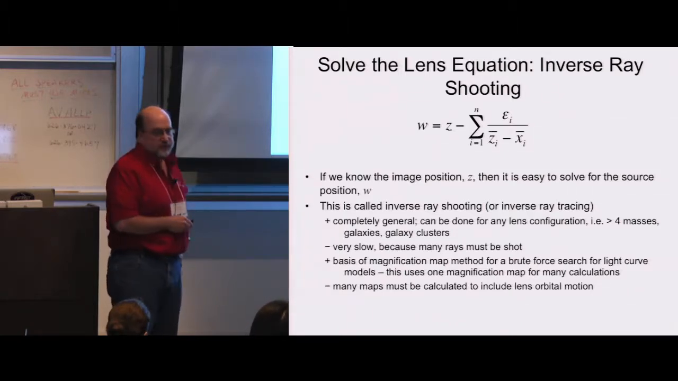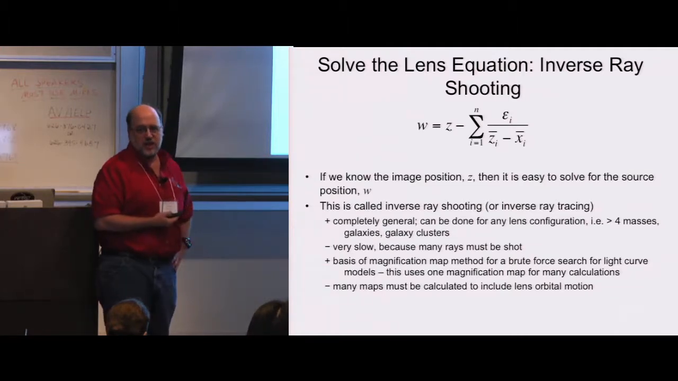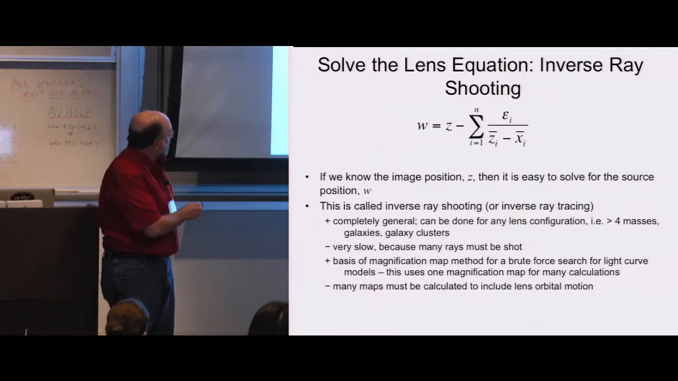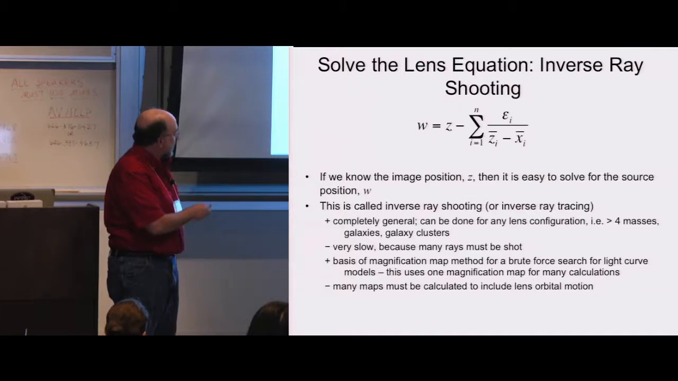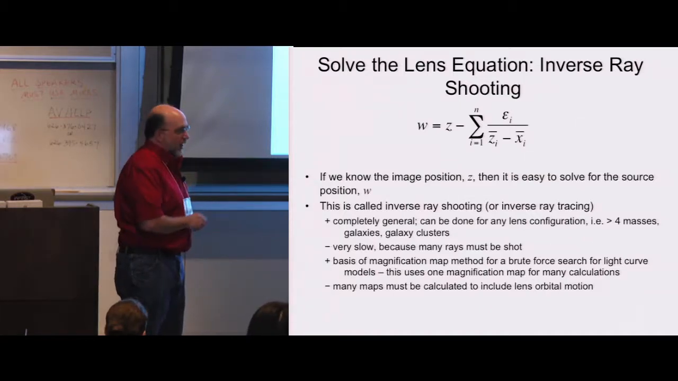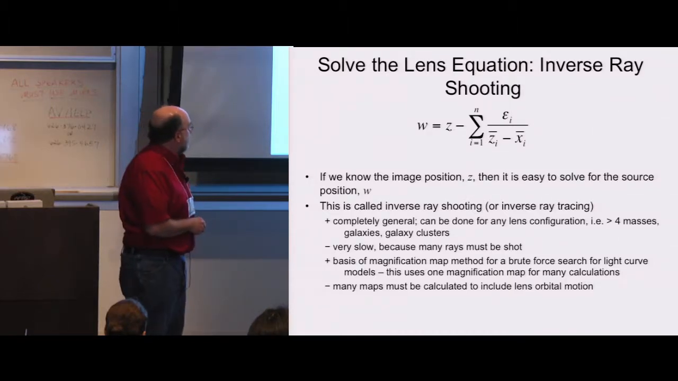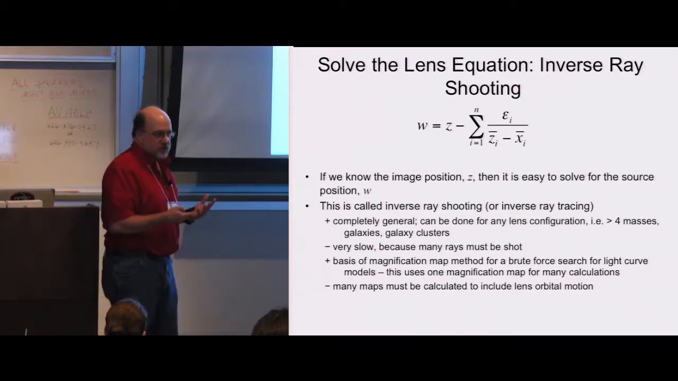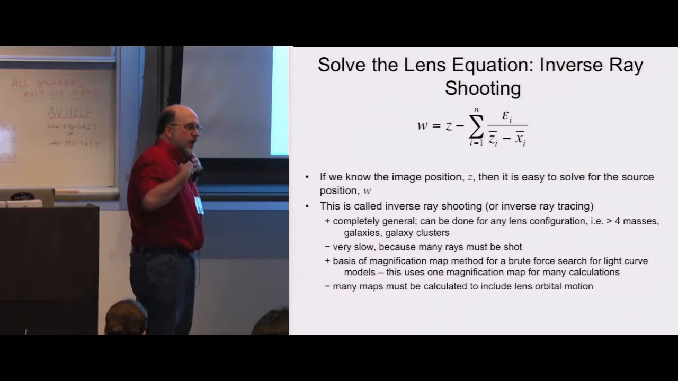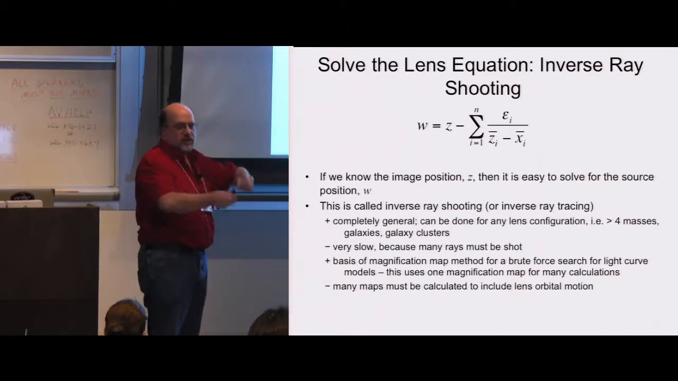Z as a function of W. But of course, if we wanted to find W as a function of Z, we already have the solution, right? Because there's no W on the right-hand side. So if we know the image positions, then we can directly solve for the source position. Okay, and so a brute force way of doing this is to consider all possible image positions. You basically shoot light rays backwards, and then you work out which light rays hit the source.